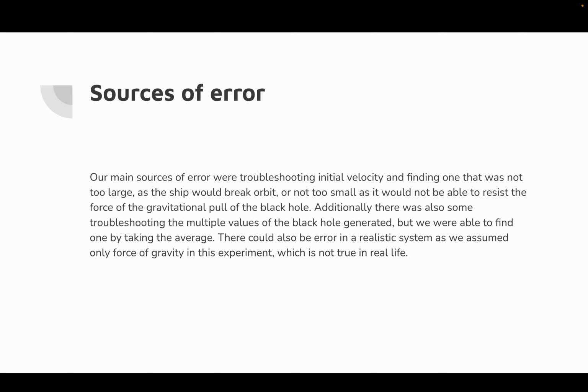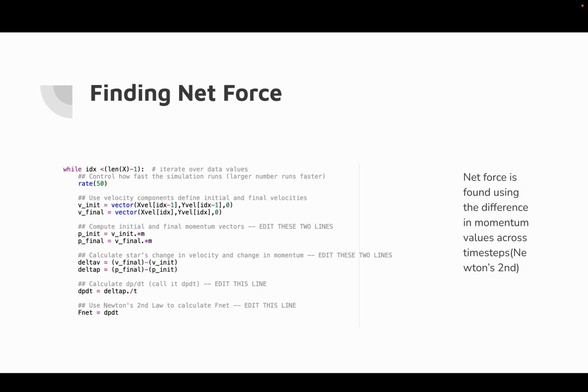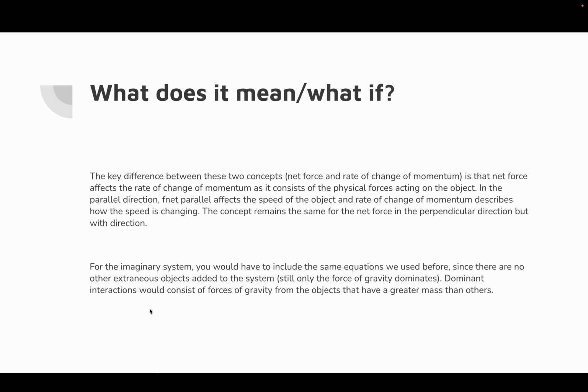For some sources of error, our main source of error was troubleshooting the initial velocity and finding one that wasn't too large, as the ship would break orbit, or too small, as it would not be able to resist the force of gravitational pull, which means it would crash into the planet. There was also troubleshooting of the multiple values of the black hole mass that were generated, but we were able to find one by averaging all the ones generated, as we have back here in the average equation, to find the most accurate mass of the black hole.